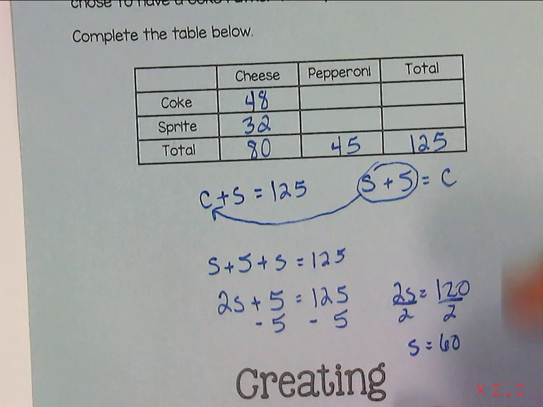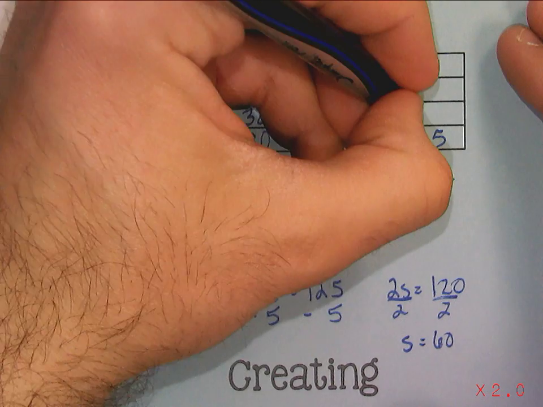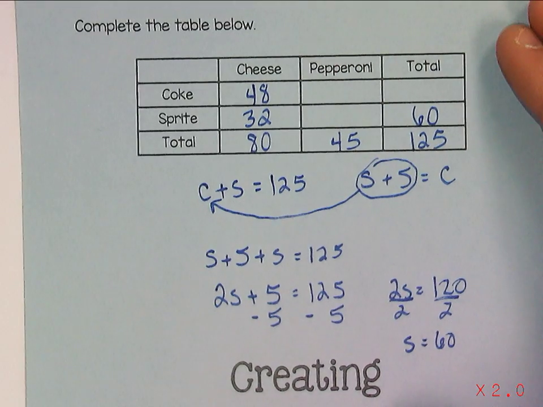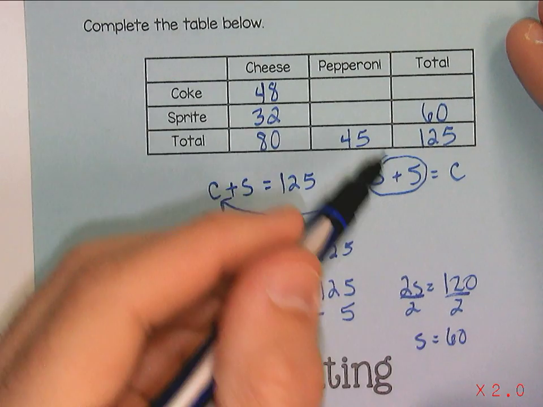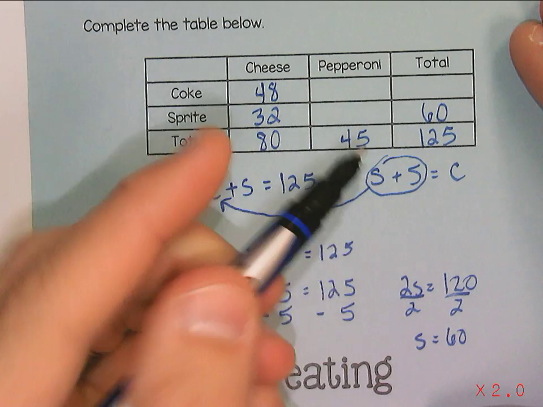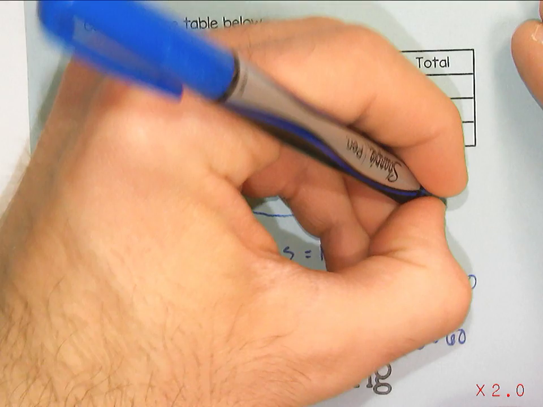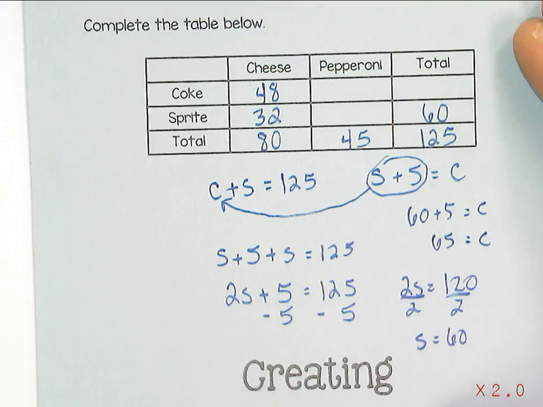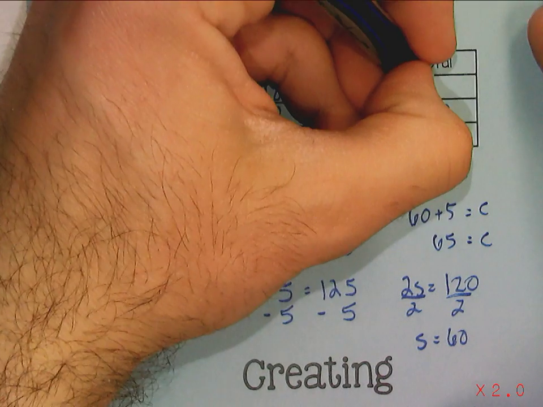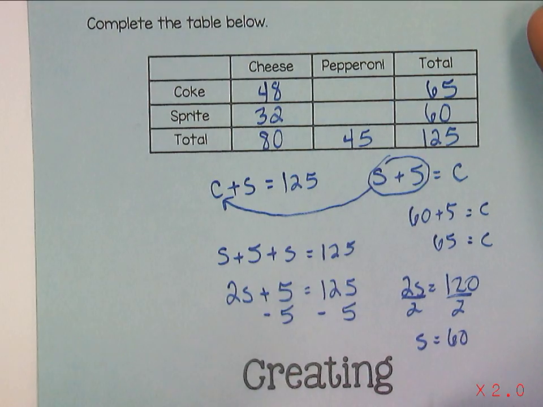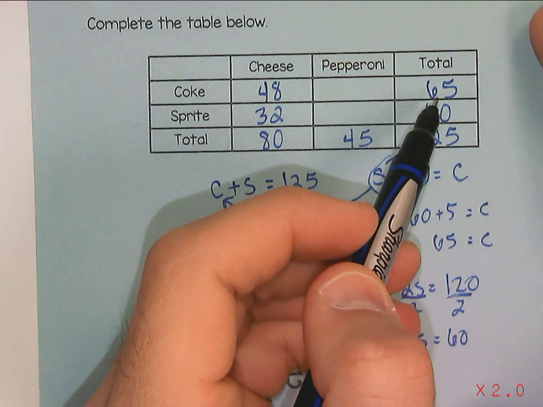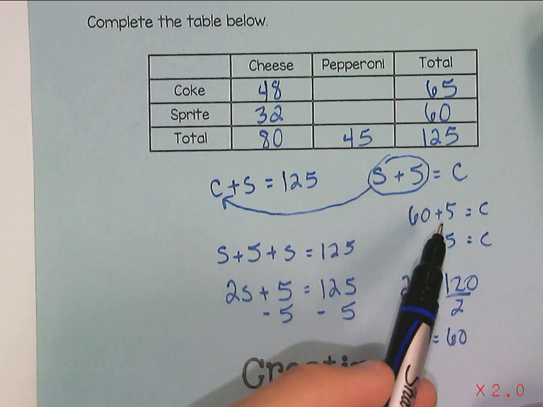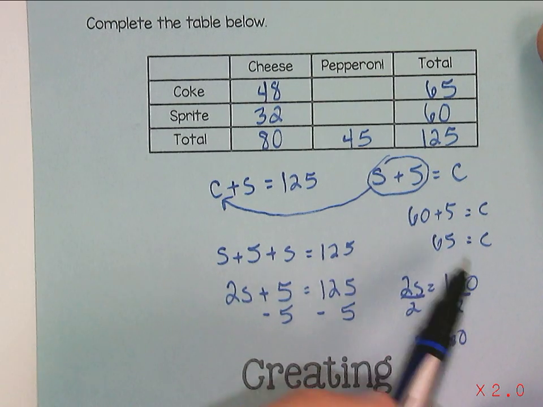So we know that 60 kids had a Sprite. Now we can plug this 60 back in for S in this equation. So 60 plus 5 equals C, which is 65. So we know that 65 kids had Coke. Now based on the 60, we could have figured out that 65 instead of substituting it in here, but I just wanted to show you that it works.